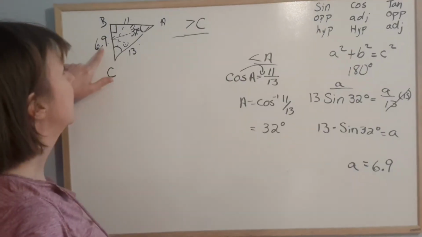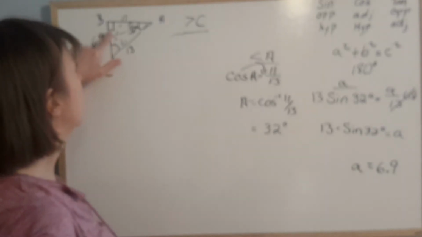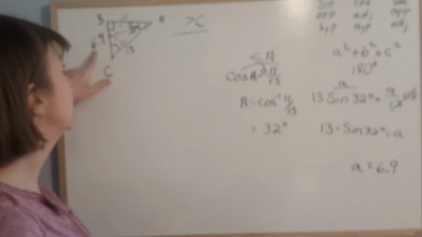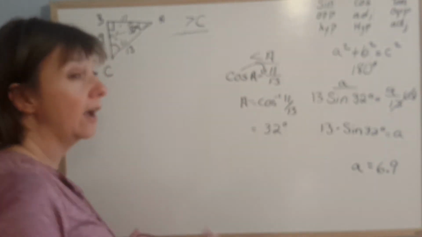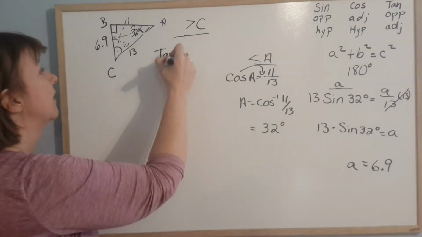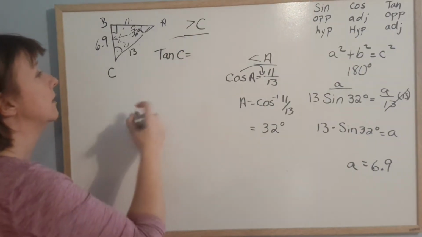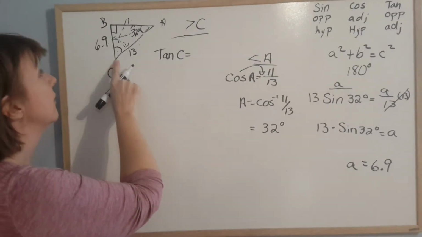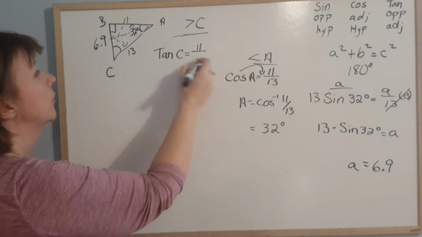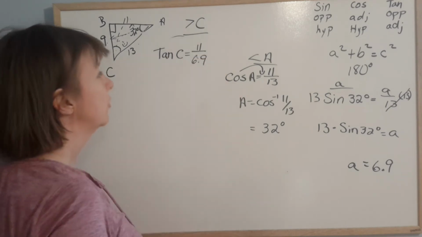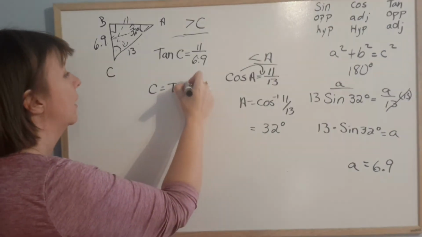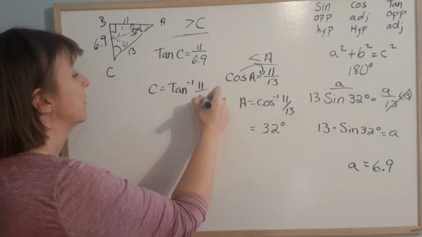I could say that is the adjacent side, and that is the opposite side. And opposite over adjacent would be tan. I haven't used that one yet, so let's throw that in there. So I could say that tan of angle C, using C as my reference angle, is the opposite side, which is 11, over the adjacent side, which is 6.9. So C would be arctan of 11 over 6.9.